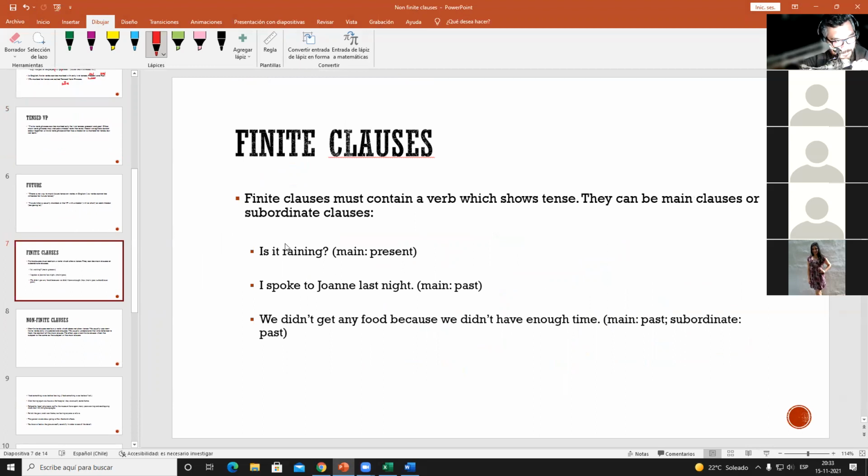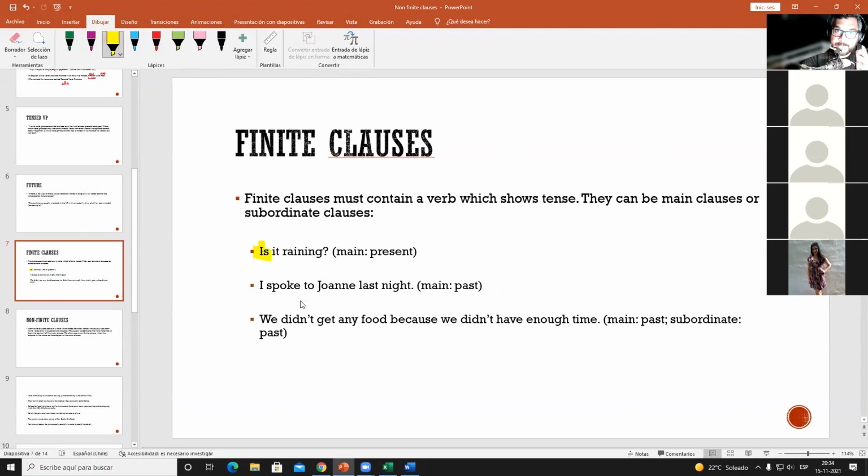Ya, yo veo is it raining. ¿Eso es finite o non-finite? O sea, ¿tiene tense o no tiene tense? Is it raining? Yo digo que sí tiene, por el is. Ahí está el tense, en el is.